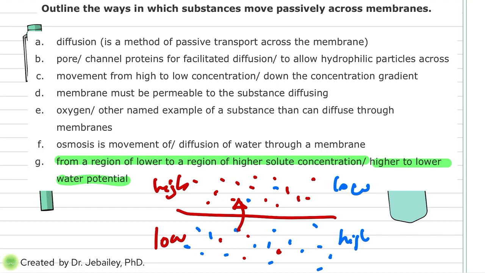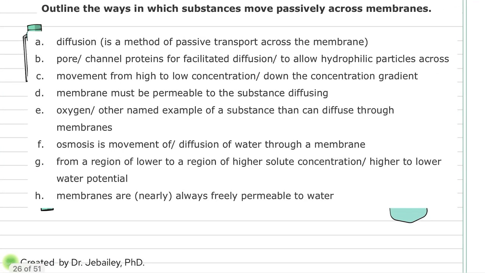And last but not least, we have that membranes are nearly always freely permeable to water, which makes sense, right? You are basically just saying that water can pass through the cell membrane. It's the same thing as saying membranes are nearly always freely permeable to water.